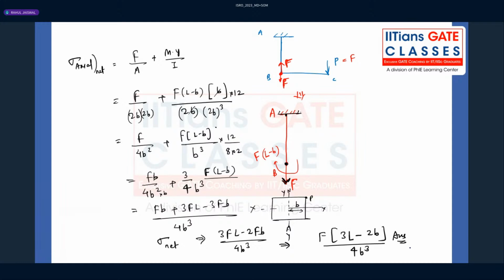Whenever remember, whenever the question is coming of transferring the load from any member to any other member, you try to see the connection point where they are connected. Here you introduce two equal and opposite load like this. This F will be coming downward, and this F will create the bending moment in these directions.